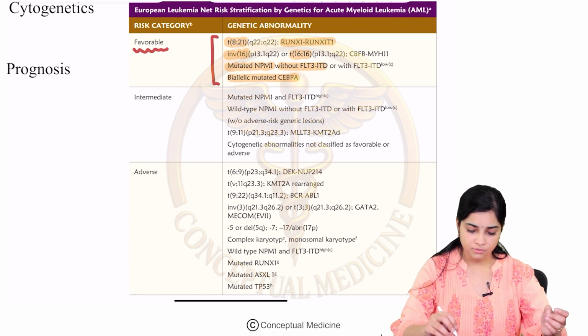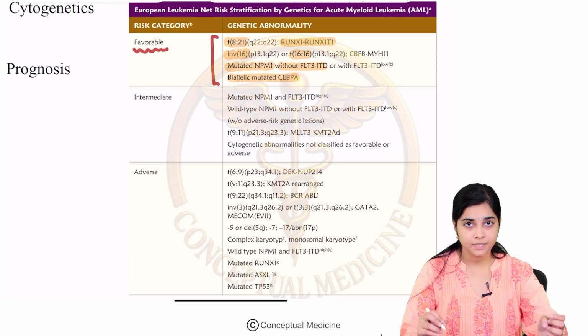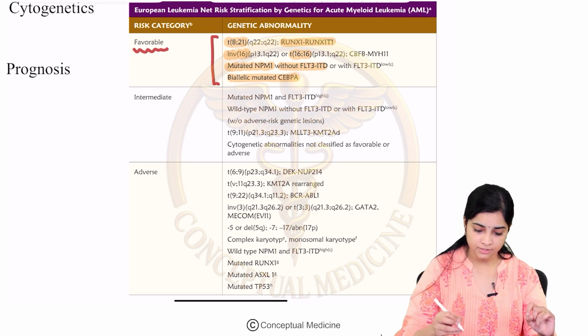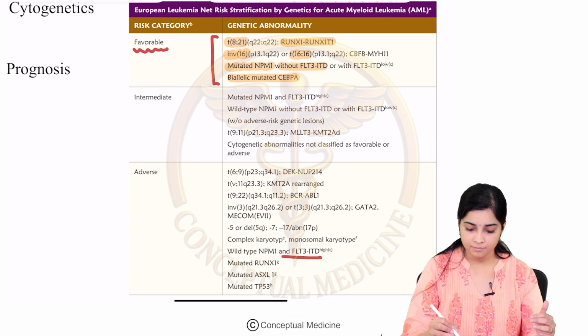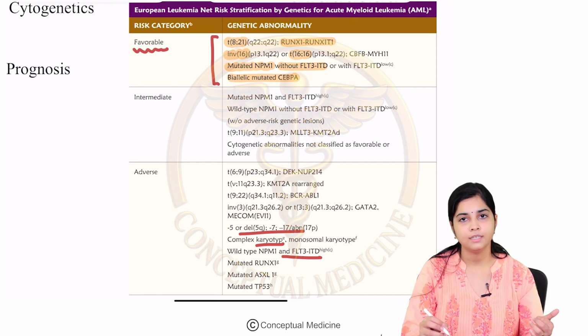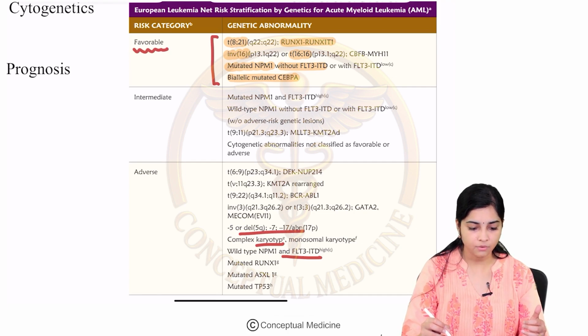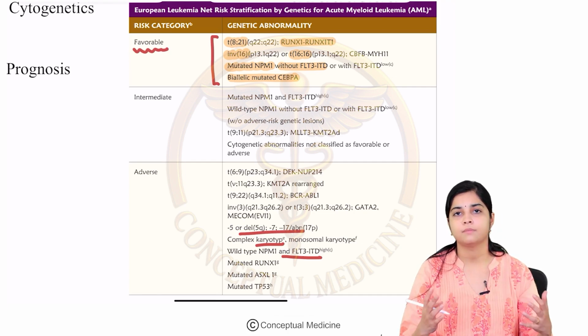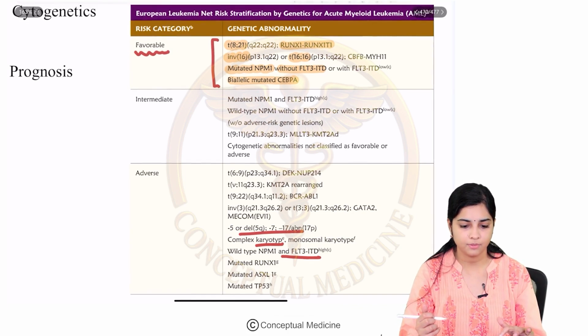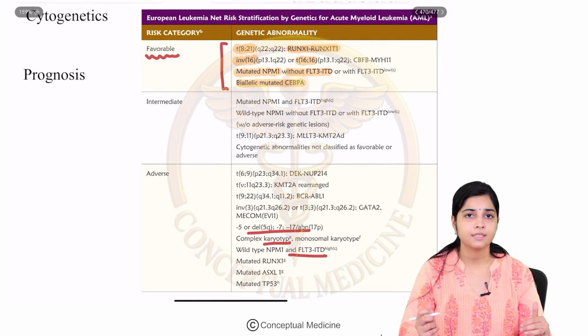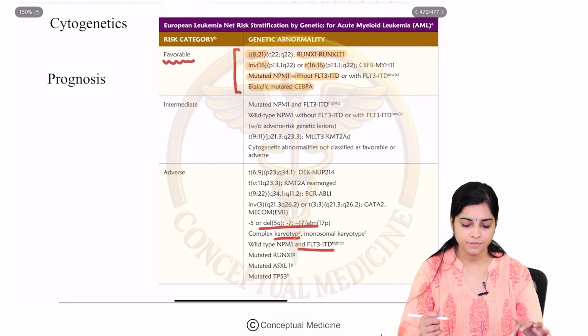Okay, right? So if there is a mutated NPM1 without FLT3, that is favorable, but mutated NPM1 with FLT3, all of this, or AML with a complex karyotype, many of the monosomies, all of these are adverse risk factors. Okay, clear? So it's not very easy to memorize this table. Try and remember the salient features. Okay, so this is about the various tests and how you prognosticate a patient with AML.